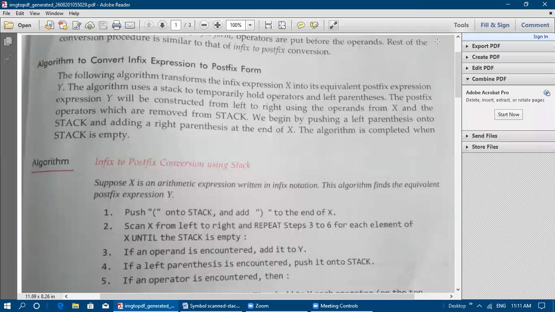Hi students, welcome back to today's class. Today we are going to see the algorithm to convert an infix expression into postfix form.